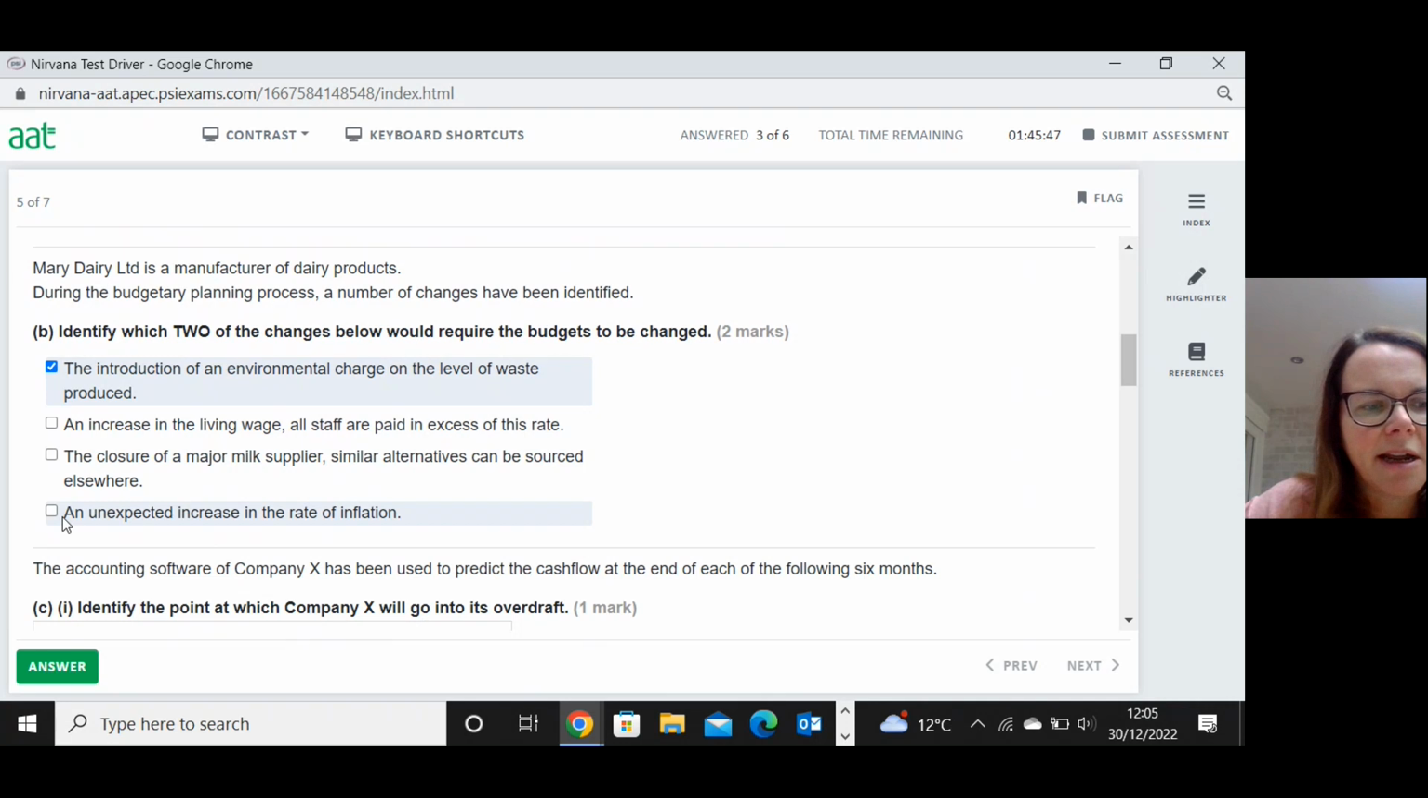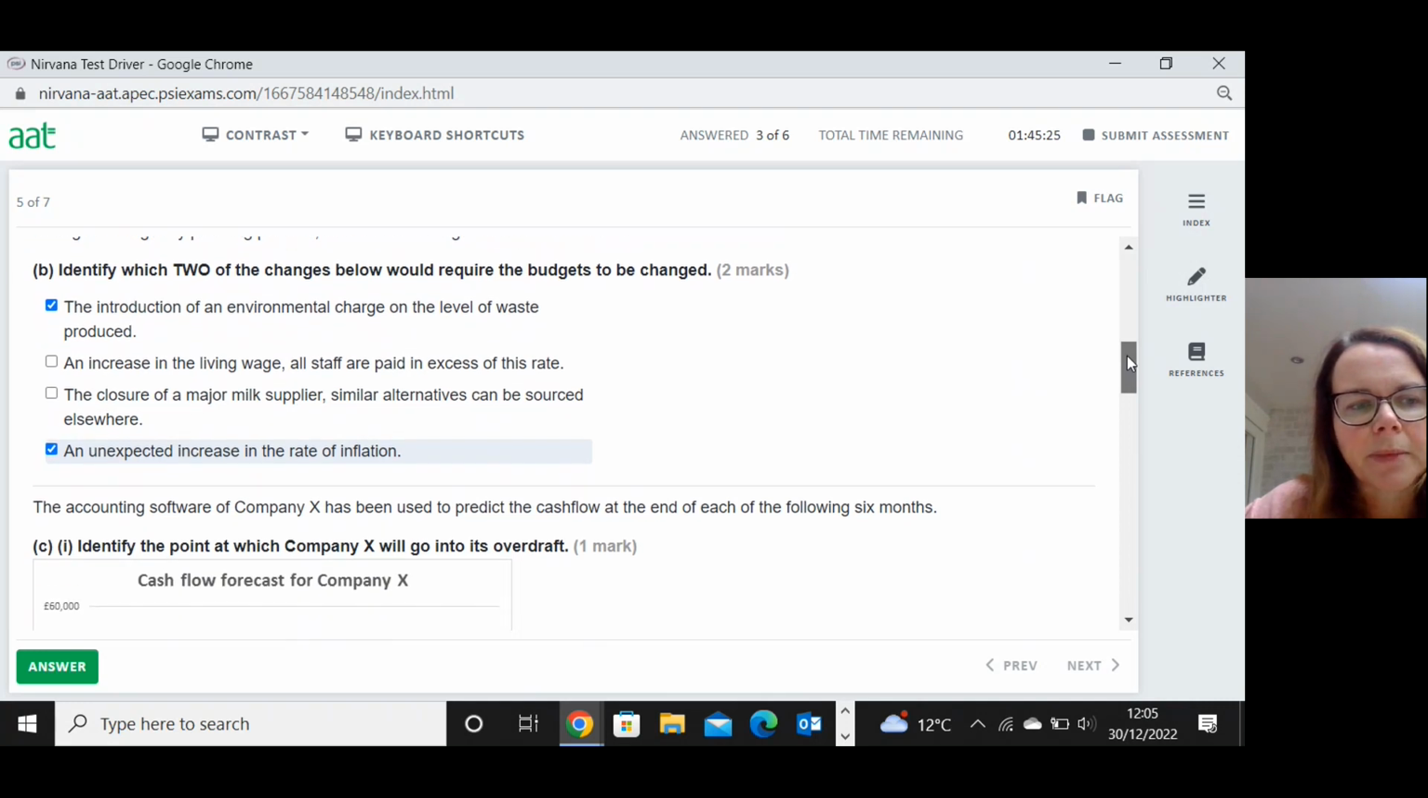An unexpected increase in the rate of inflation. That's very topical this year. We're running at about 10-11% inflation at the moment. So yes, if your budget had thought, well, there's going to be 2% inflation, which is the national target, and now in fact it's nearer 10%, then you are going to have to update your budget. You've got to face reality. So those two would be my answer.